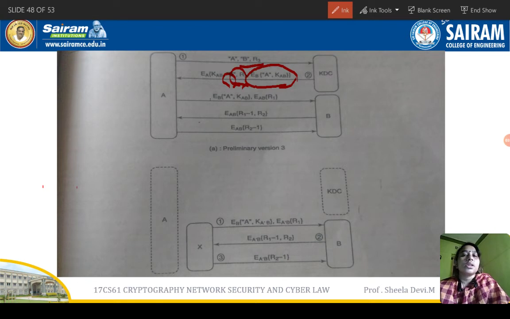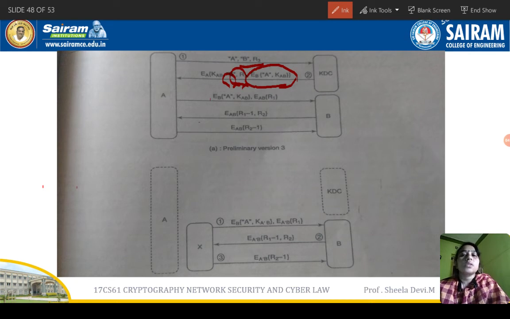See, the same ticket is taken and it is attached along with the challenge which is given by A to B to prove its identity. So E_AB of R1, where AB is nothing but the session key which was sent by the KDC to A to communicate between A and B. So E_AB of R1 is decrypted by B, and it takes out the nonce and decrements it by 1 and gives the response as R1 minus 1, and it also has to give a challenge to A to check A's identity. So it gives its own nonce called R2.